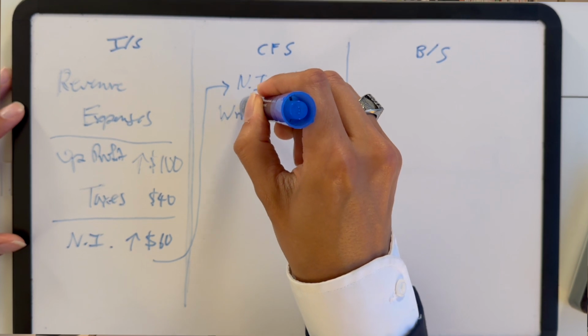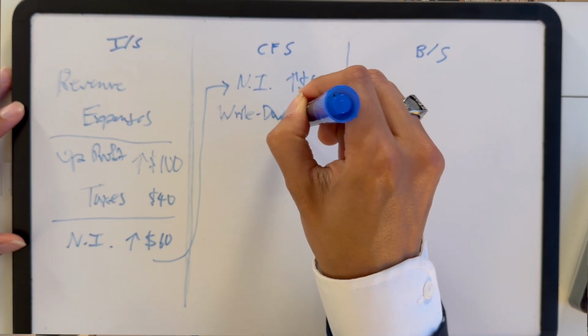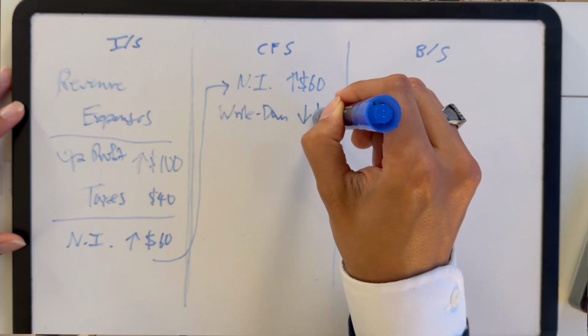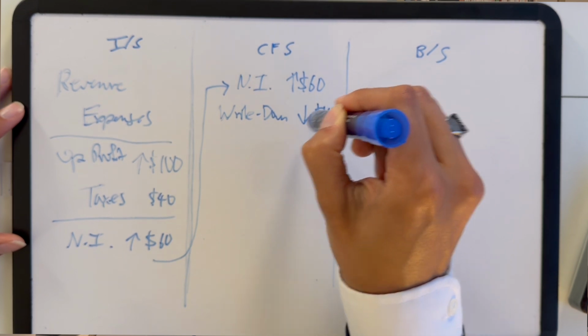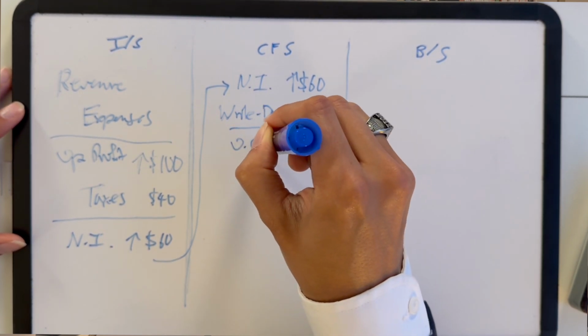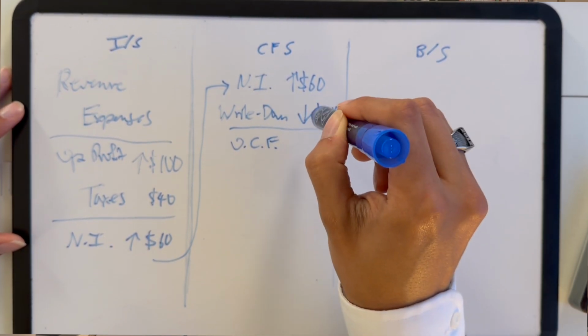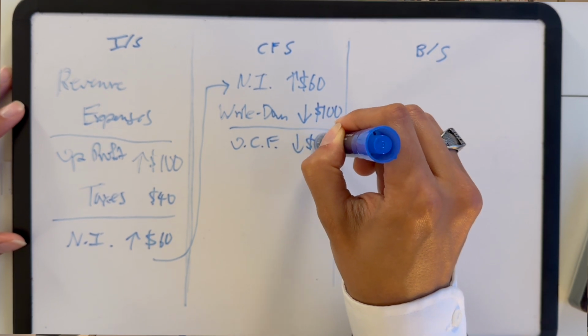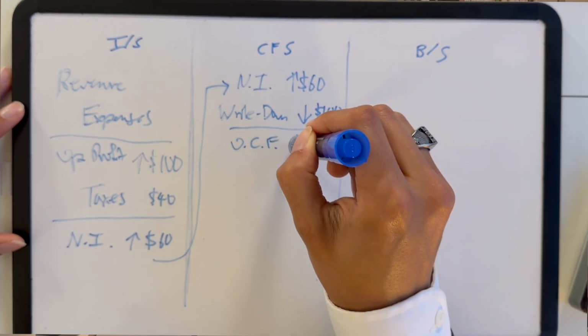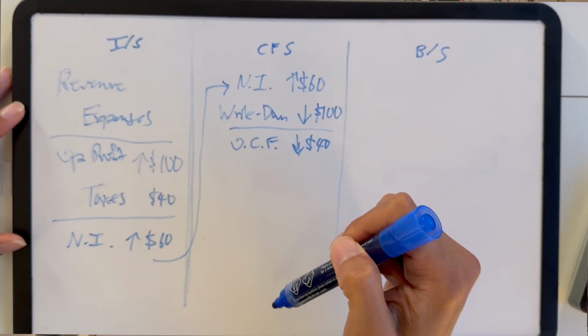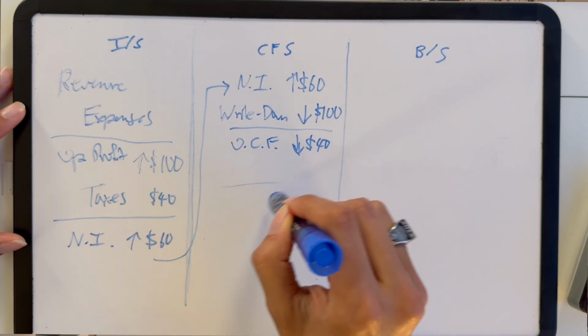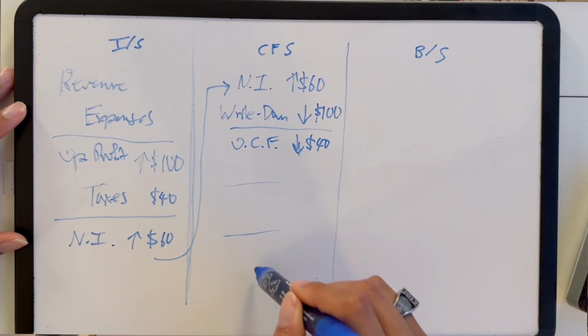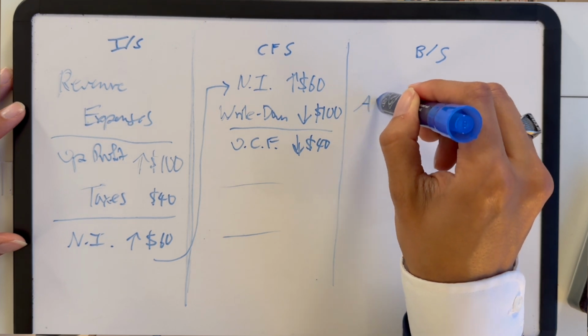So what we're going to do is, this is the write-down of the debt, remember. So this is going to go down by $100. And so our operating cash flow ends up changing by $40, negative $40 basically. And there are no other changes to the other sections of the cash flow statement here, so we can go ahead and go right to the balance sheet.